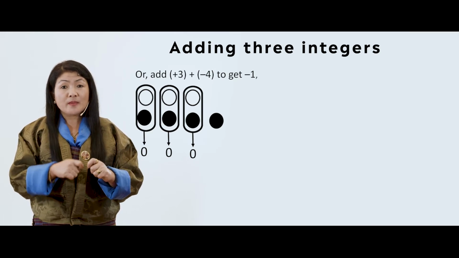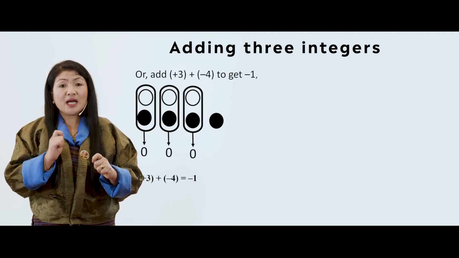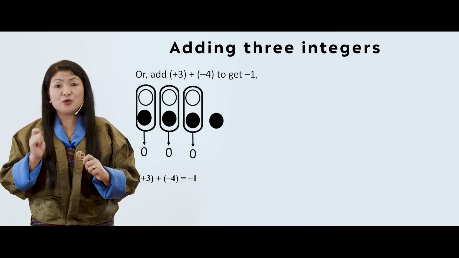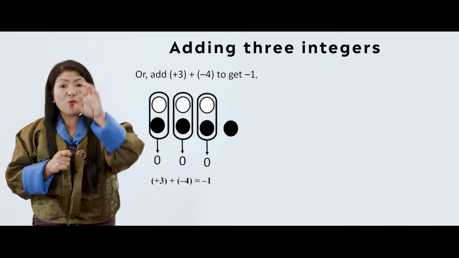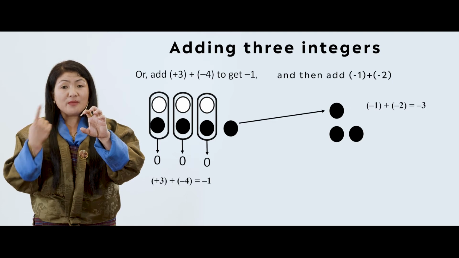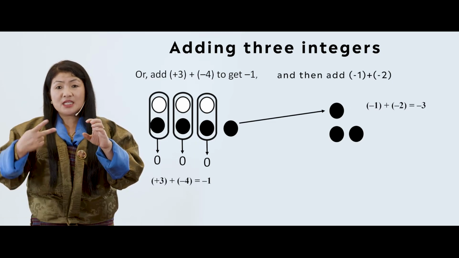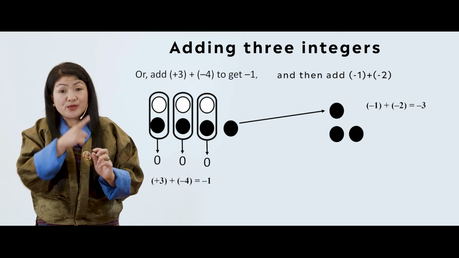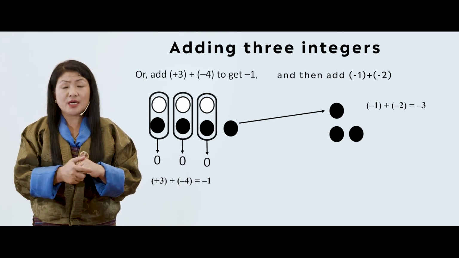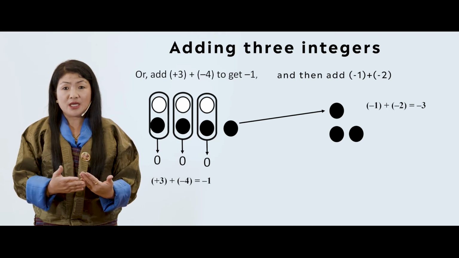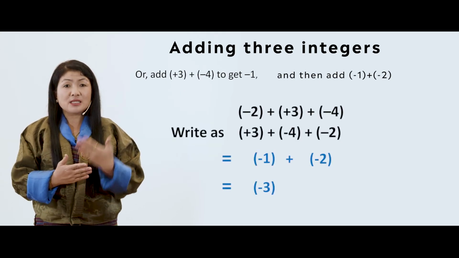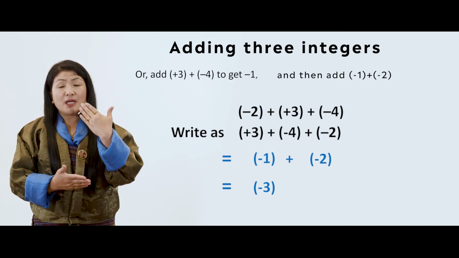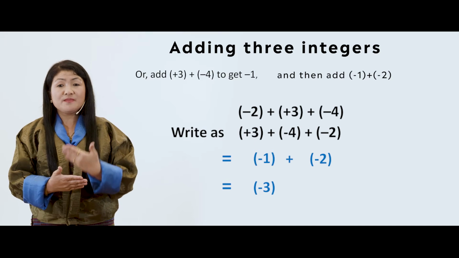Negative 1. Now that one black counter or negative 1, we have to add it with negative 2. So negative 1 modeled by one black counter plus negative 2 modeled by two black counters, and as we have 3 black counters here, it is negative 3. So when we add positive 3 plus negative 4 plus negative 2, we get negative 3.